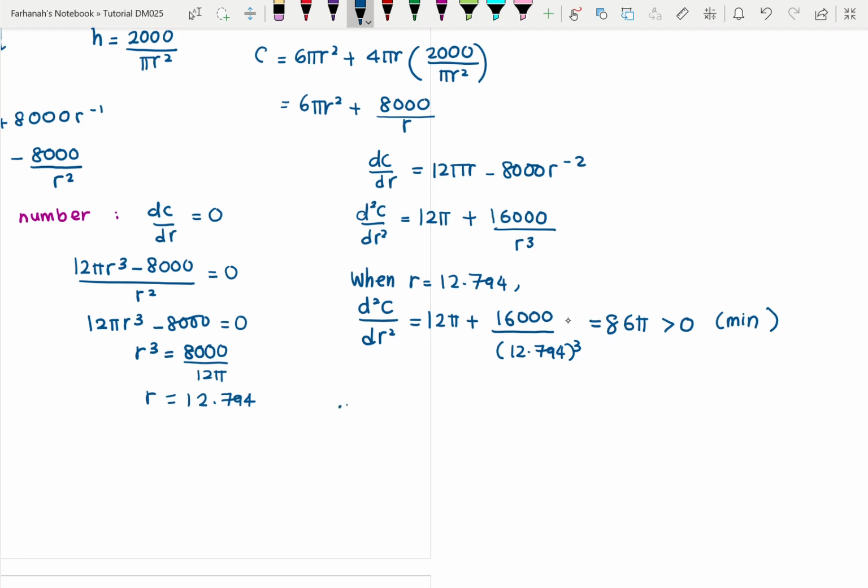Hence, we can make a conclusion here. The cost is minimum when r equal to 12.794 cm. So, itulah cara untuk kita selesaikan this kind of question involving cost.